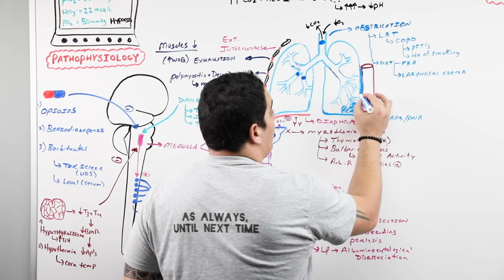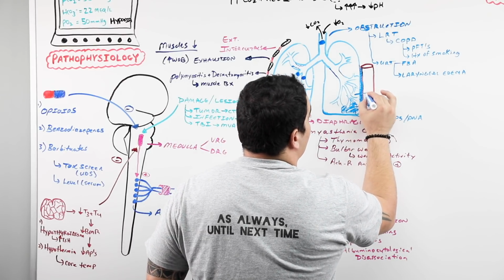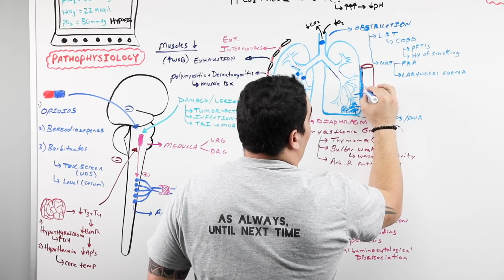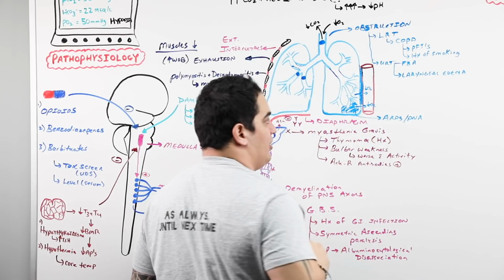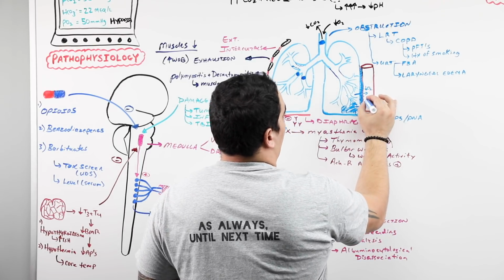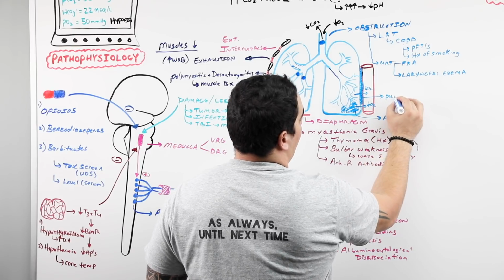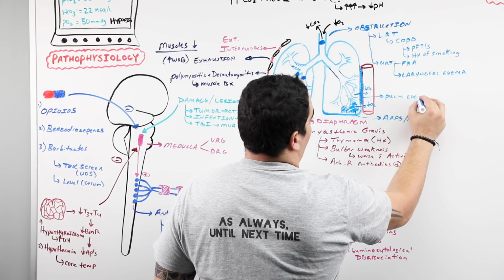So if they're having pulmonary edema, that's a farther distance for the oxygen to have to travel. And that may also lead to less oxygen getting into the bloodstream. And so this I'd want us to be thinking about: pulmonary edema.